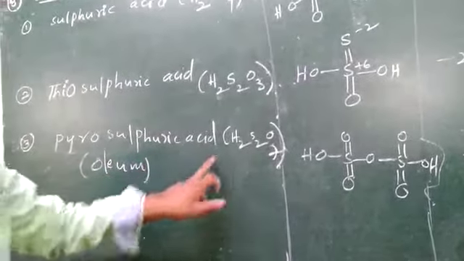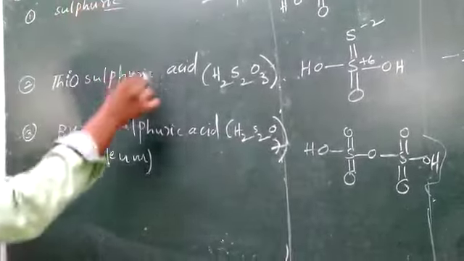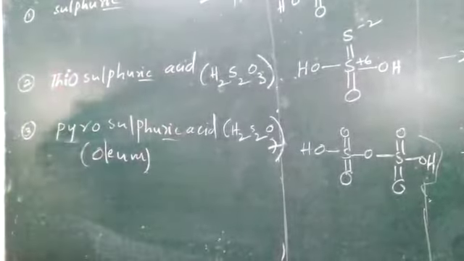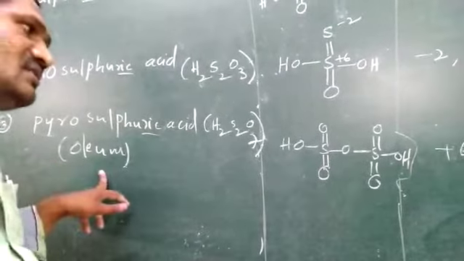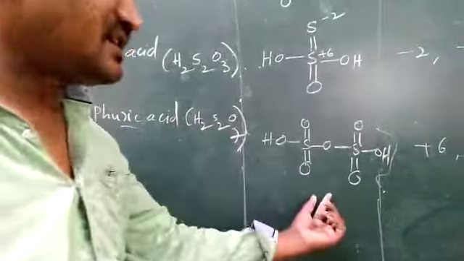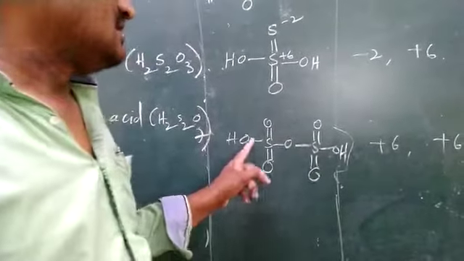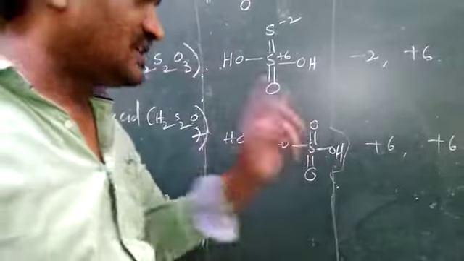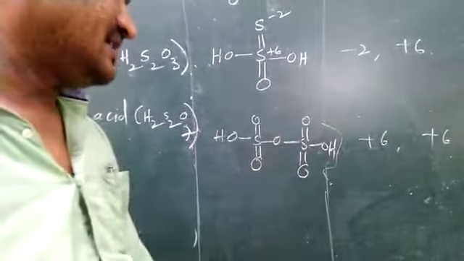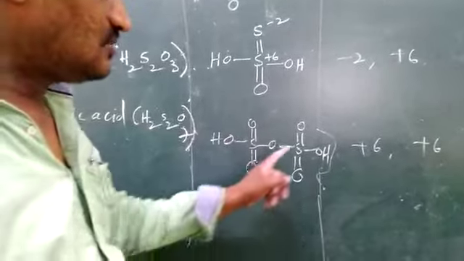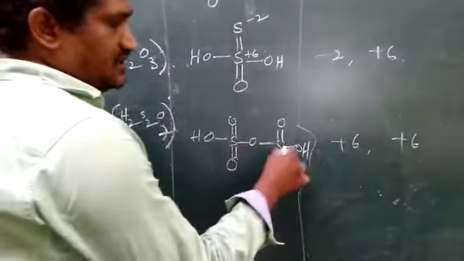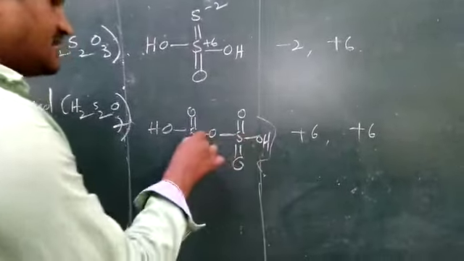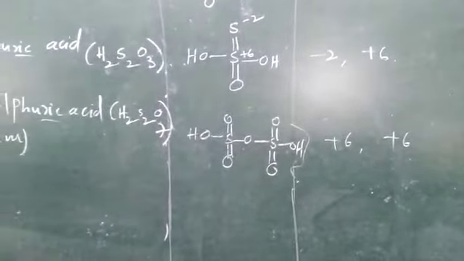The third one is pyrosulfuric acid. These are all ic acids; the first series was us acids. Pyrosulfuric acid is famously called oleum, H2S2O7. The structure is this. Here there are two OH groups and an S-O-S linkage, and four S double bond O groups. Both sulfurs are in +6 oxidation state.